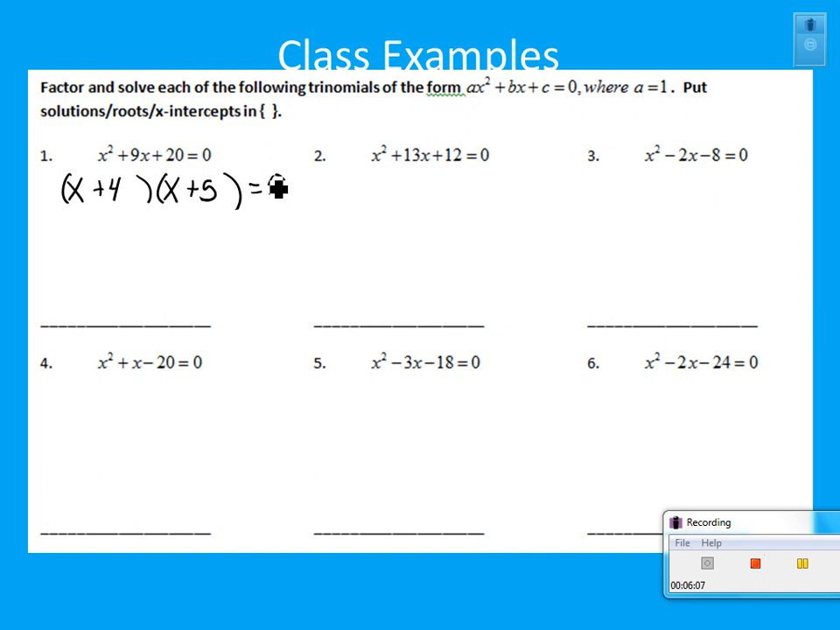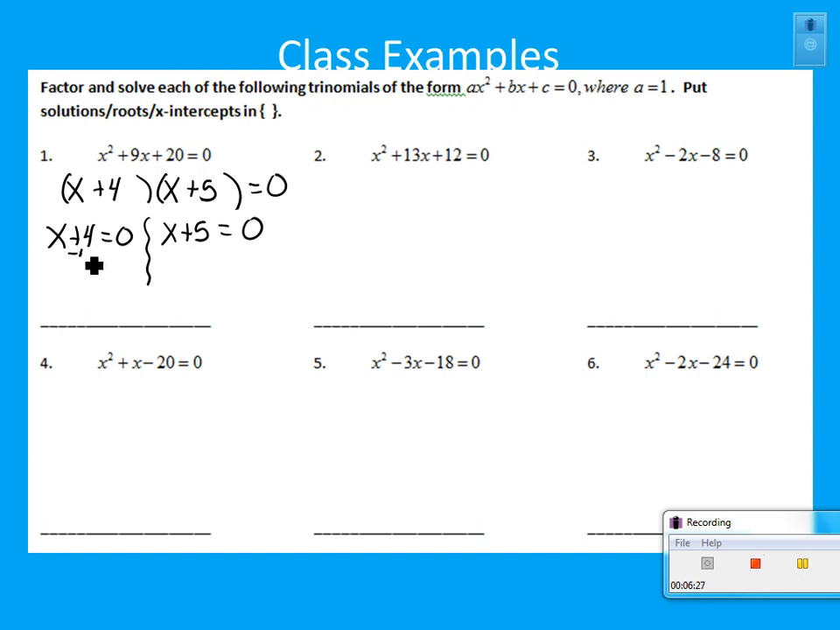Now to solve it, to see where it would cross the x-axis, here's what I got to do now. I got to set x plus 4 equal to 0, and I got to set x plus 5 equal to 0. And then we solve each of those equations.